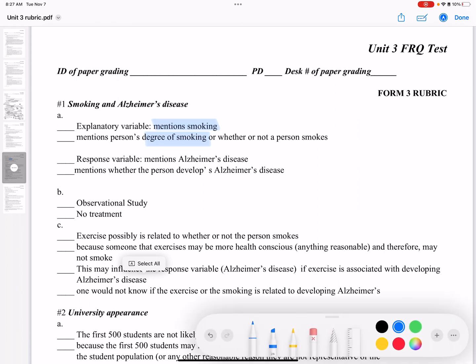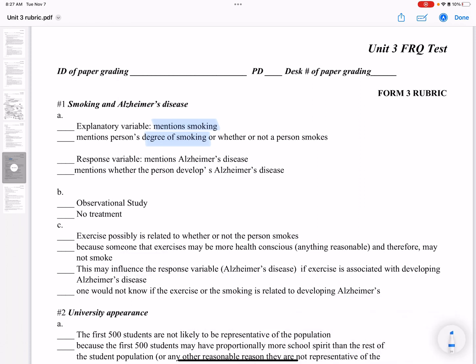Same with the next one. Response variable: if they mention Alzheimer's, we're going to give them a point for recognizing that's the response variable. However, you can't just say Alzheimer's. You have to talk about the development of Alzheimer's. Did they develop it or not?